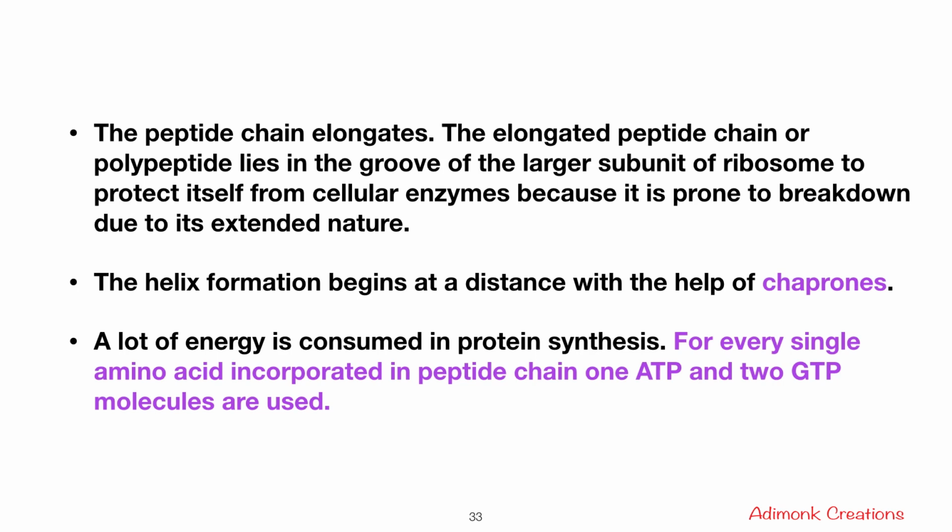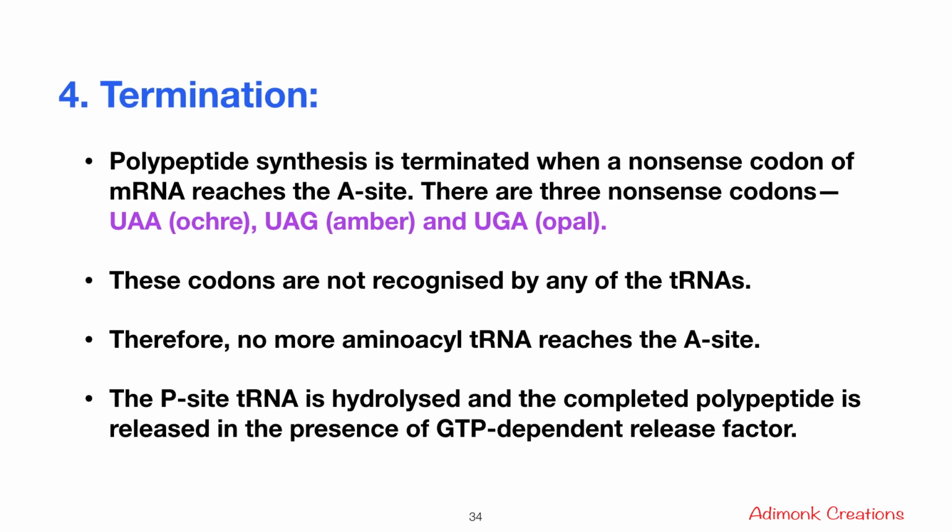Therefore, for every single amino acid incorporated in the peptide chain, 1 ATP and 2 GTP molecules are used, and finally the process of termination takes place. The polypeptide synthesis is terminated when the nonsense codon of mRNA reaches the A site. There are three nonsense codons, as we have discussed in the previous class: UAA ochre, UAG amber and UGA opal. These codons are not recognized by any of the tRNAs. Therefore, no more amino acid tRNA reaches the A site. The P site tRNA is hydrolyzed and the completed polypeptide is released in the presence of a GTP dependent release factor.